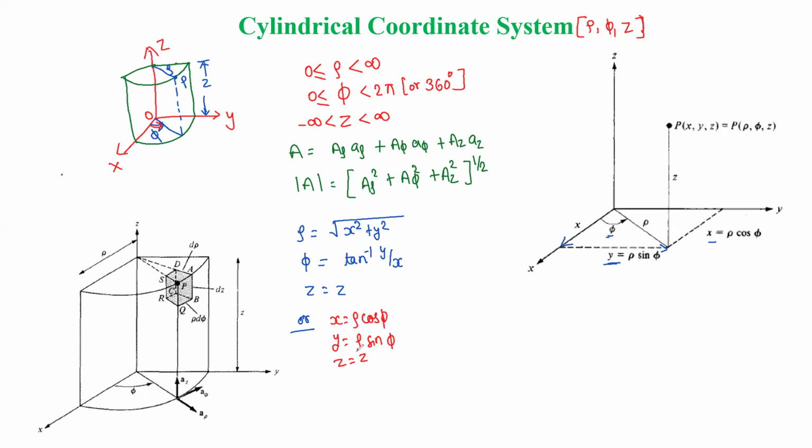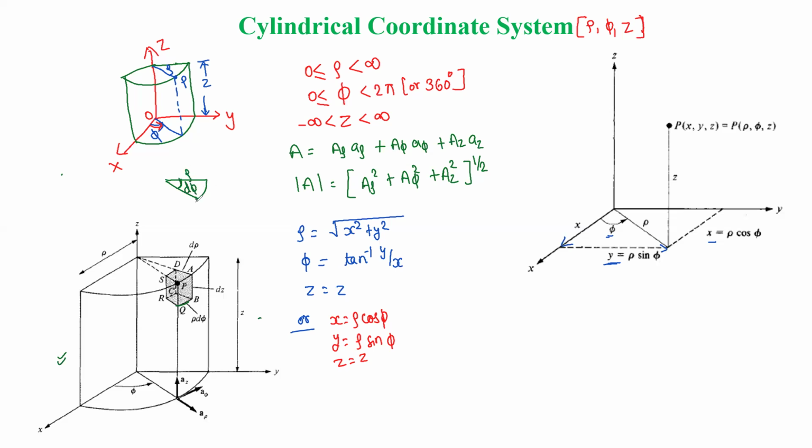Finally, we again discuss the differential displacement, the differential area, and the differential volume. For that, we have to consider this diagram. Here the differential area is considered. How do you find the length of an arc in a circle? This angle is d phi, and this is rho.